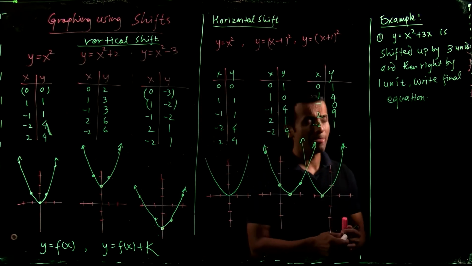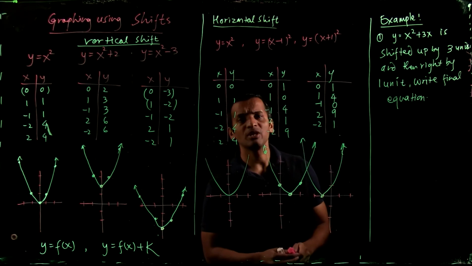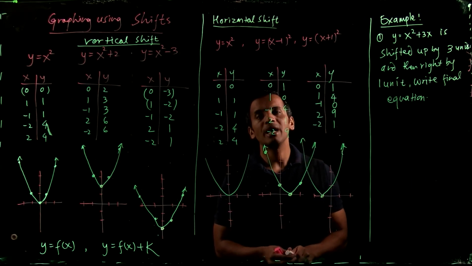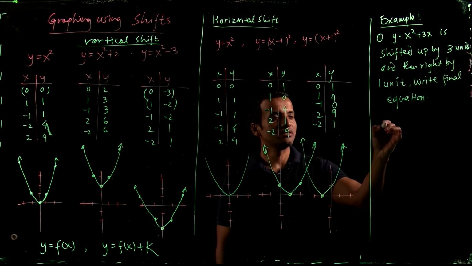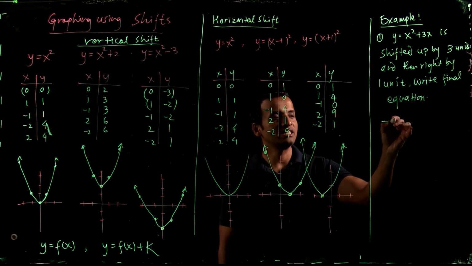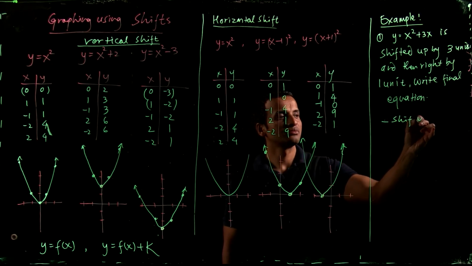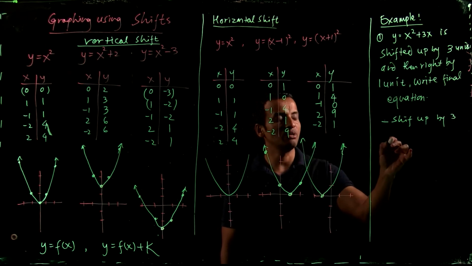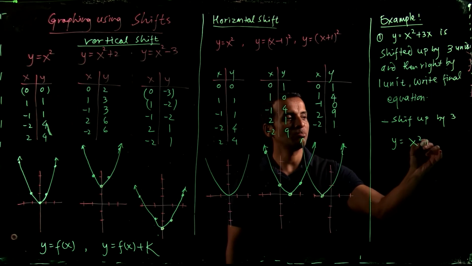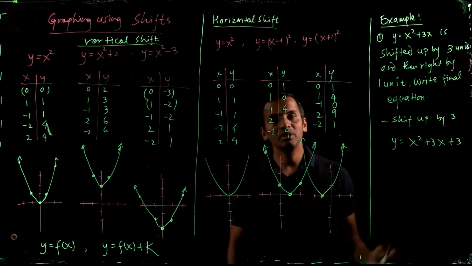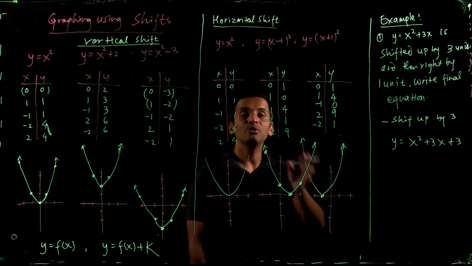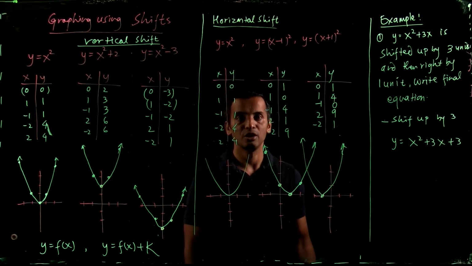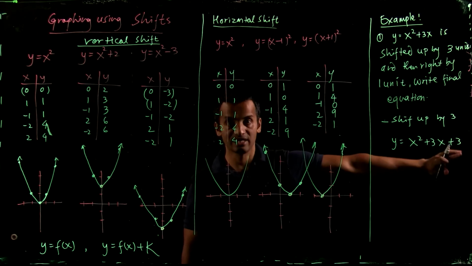Okay, let's do this example then. In this example, y equals to x squared plus 3x is the main given graph. Now you want to shift up by 3 units. So what do you get? Step number 1 is shifting up by 3 units. So how does the equation look like? It will be y equals to x squared plus 3x plus 3, because to shift up for the graph you add the number. To shift up or down you add or subtract a number to the whole right hand side.